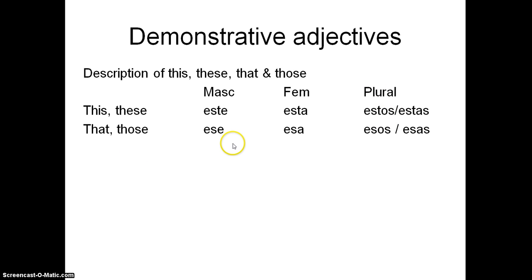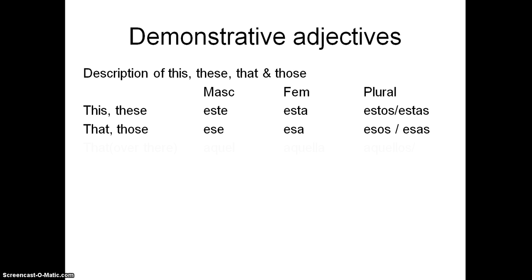Then we have that and those. So ese for the masculine that, esa for the feminine that, esos for the masculine plural those, esas for the feminine plural those. Again, esos, not eses. And then there's just the missing T if you have a look at each of these. So that's the slight difference.